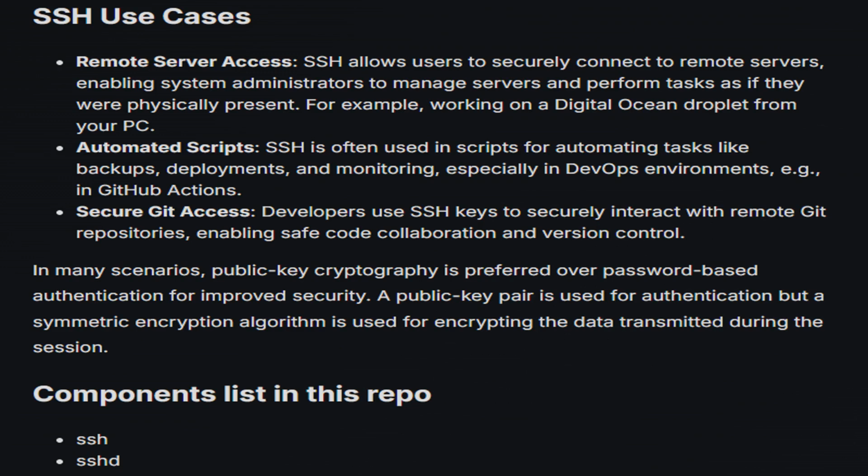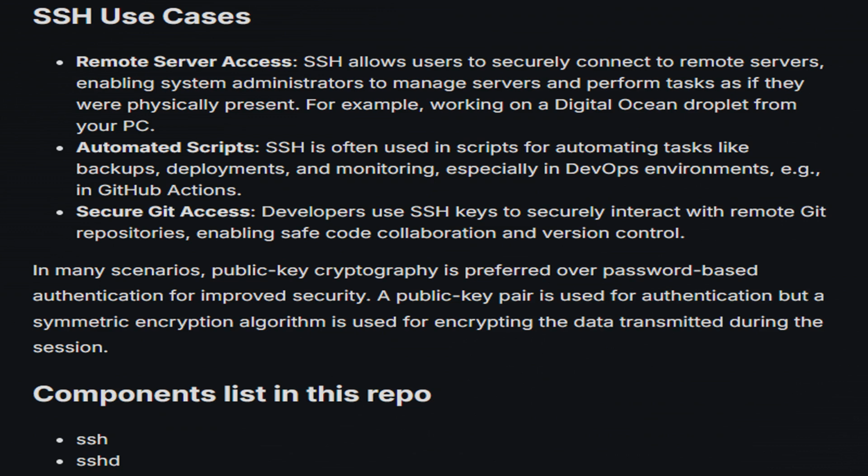The text outlines several use cases for SSH Secure Shell, including 1. Remote server access. It enables secure connections to remote servers, allowing administrators to manage them as if they were on-site, e.g. accessing a DigitalOcean droplet. 2. Automated scripts. SSH is commonly used in automation scripts for tasks like backups and deployments in DevOps, such as within GitHub Actions. 3. Secure Git access. Developers utilize SSH keys for safe interactions with remote Git repositories, ensuring secure code collaboration.